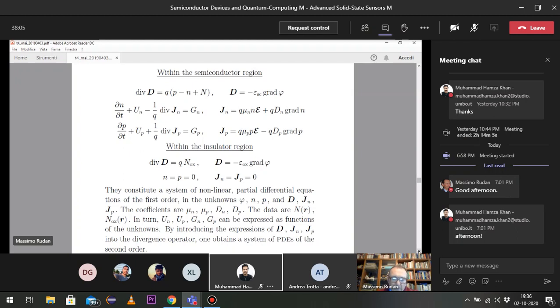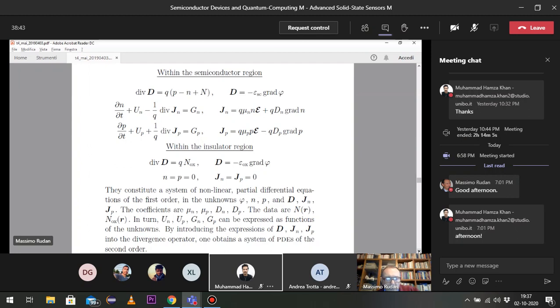What are the unknowns? The unknowns of the equations are the electric potential phi, the electron concentration n, the hole concentration p, and these are scalar unknowns. Then we have the electric field E, the current density Jn for the electrons, and the current density Jp for the holes.